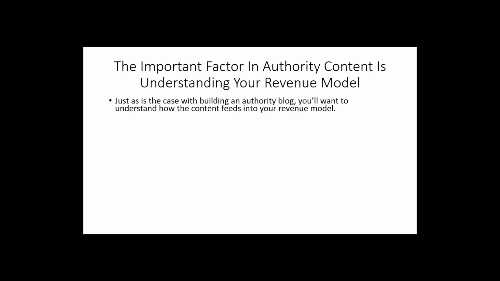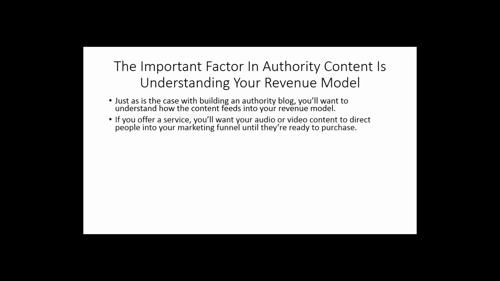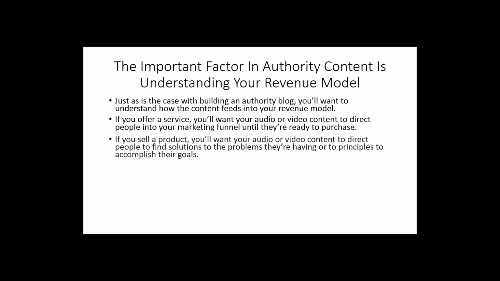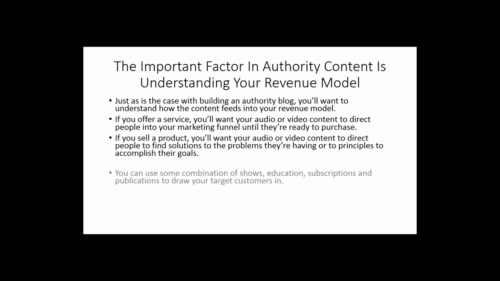Now, the most important factor in your authority content model is going to be your revenue. And what do we mean by that? Well, you will want to understand how the content that you're doing feeds people into getting them in position to buy. Ultimately, you want to try to figure out what you primarily offer. What is it that you primarily sell? If you offer a service, you're going to want your audio or your video, your alternative content, to direct people into your marketing funnel until they're ready to make their purchase. If you sell a product, you'll want your audio or video content to direct people to find solutions to the problems they're having or the principles that are going to help them accomplish their goals.